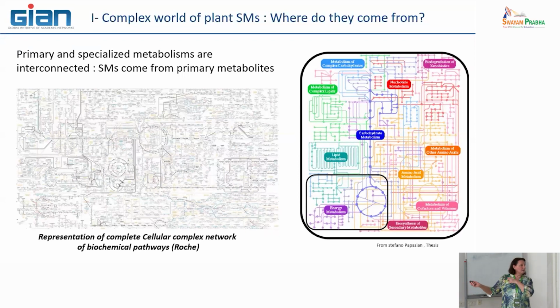We will see together what the main metabolic pathways are that lead to the main types of specialized metabolites, but they are not alone in a cell. They are linked with a very complex system of pathways for primary or secondary metabolites.